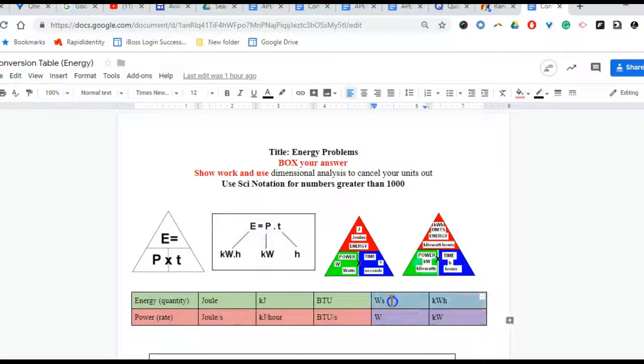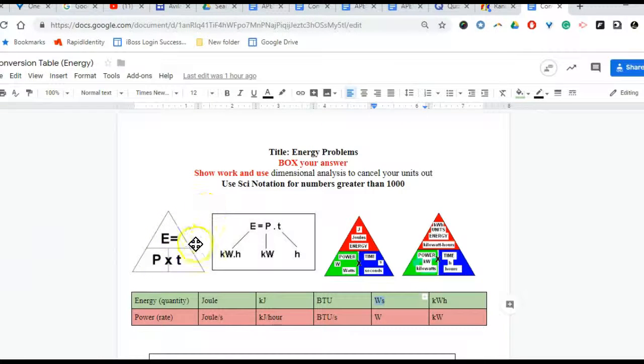Now, it does get a little weird when we get over here to watts. When we talk about the watt or the kilowatt, that is the rate, so how fast it's being consumed. Now, the quantity, and this is again where it gets weird, is the kilowatt hour and the watt second. So, like I said, you're going to have to kind of just get used to that particular idea.